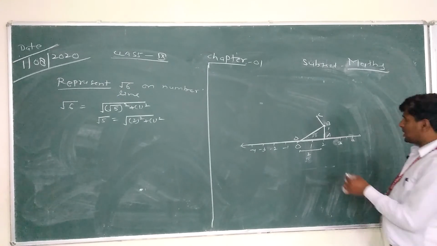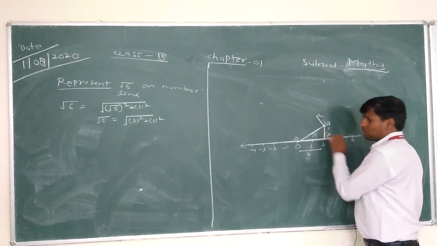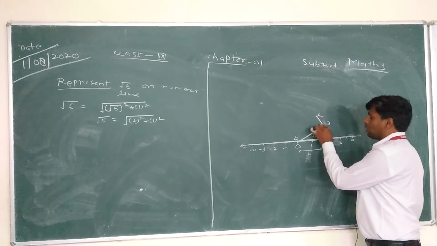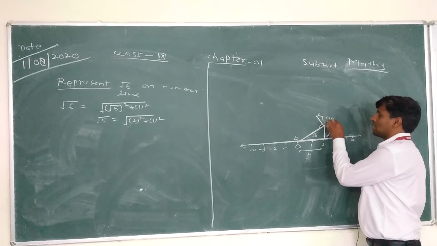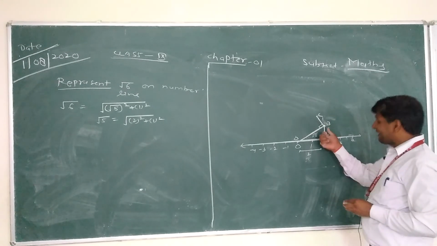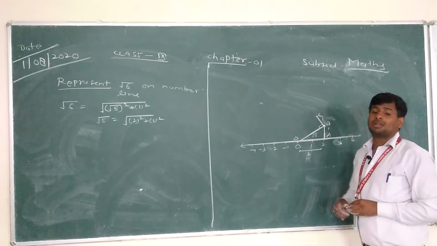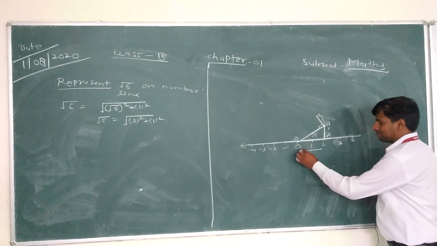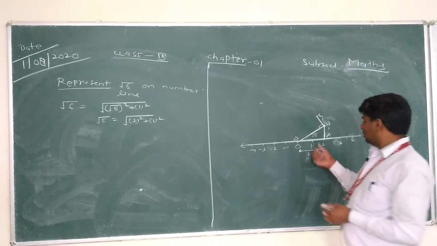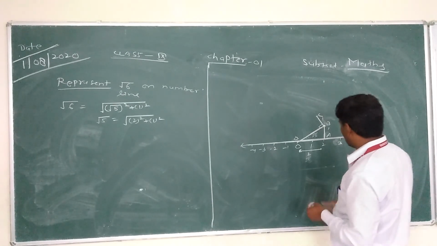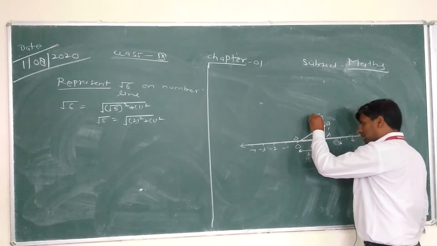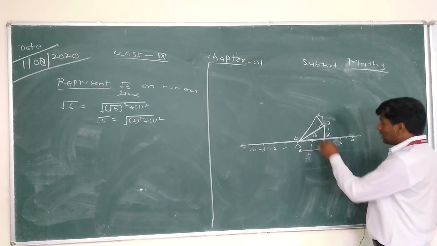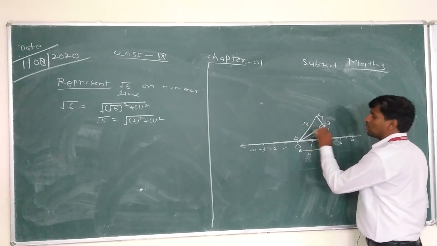Because for root of 6 we can depend on root of 5, we take OB as the base and draw a line BC of 1 centimeter, which makes 90 degrees with line OB. Is it clear? Then we can join OC. This OC represents root of 6.